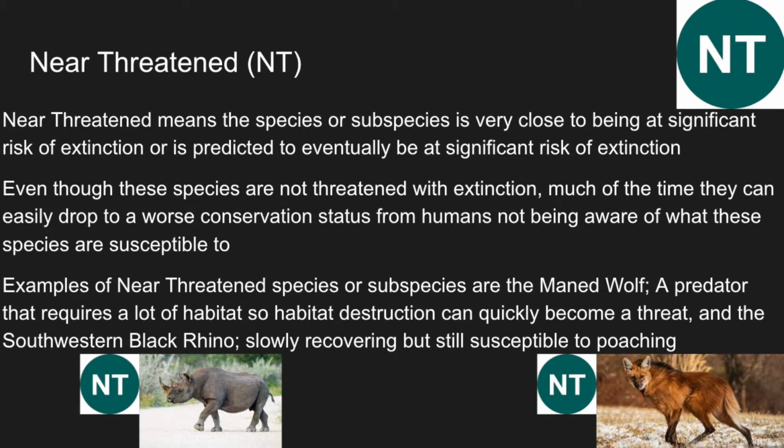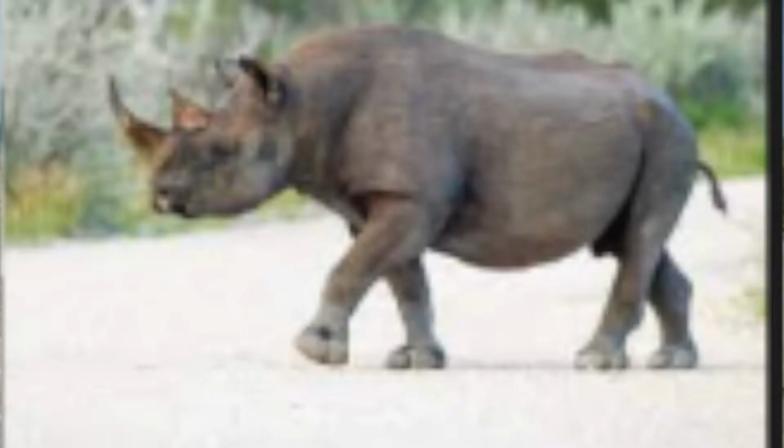Near threatened means a species or subspecies is close to being at risk of extinction or is predicted to become at risk of extinction. If humans do not take into account what near threatened species are susceptible to, these species can quickly become threatened with extinction. Examples of near threatened species and subspecies include the maned wolf. This one requires a lot of habitat, so habitat loss could become a problem. And the southwestern black rhino, slowly recovering, but could rapidly decline again if not protected from poaching.